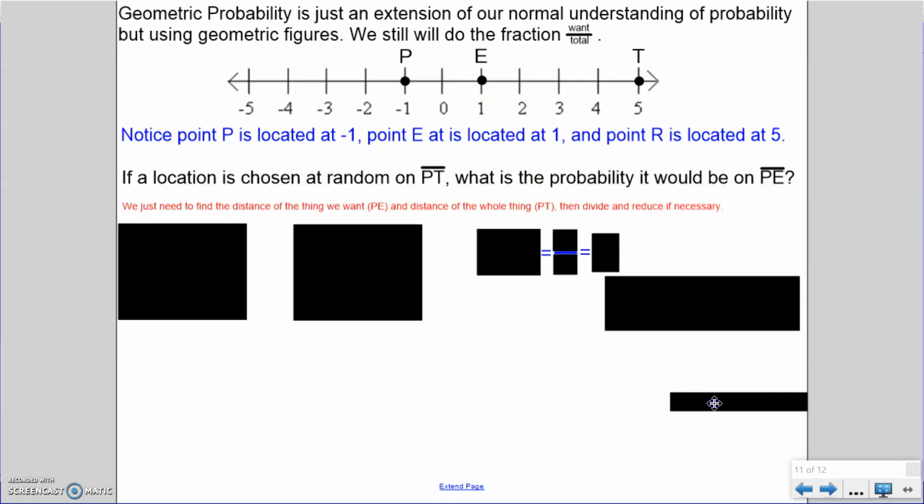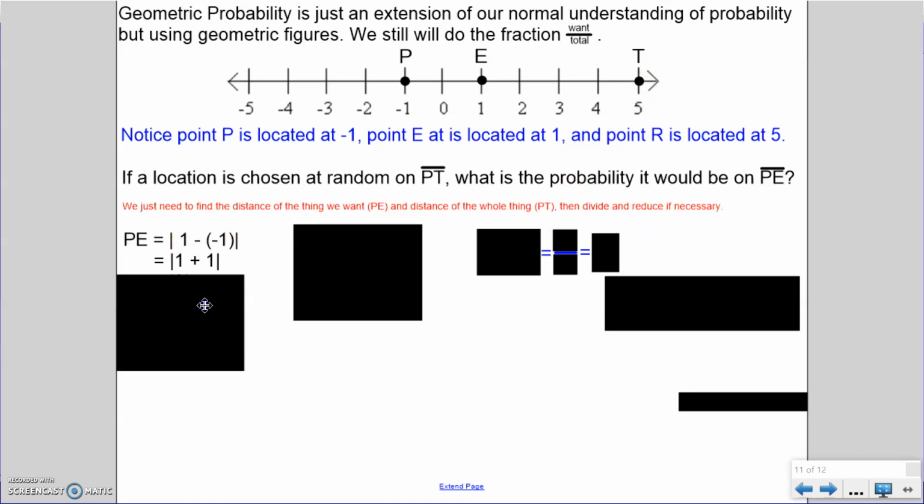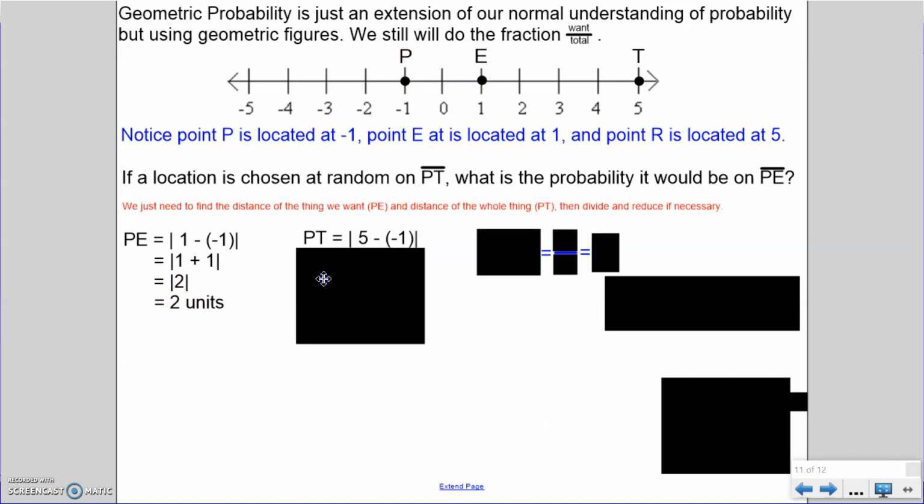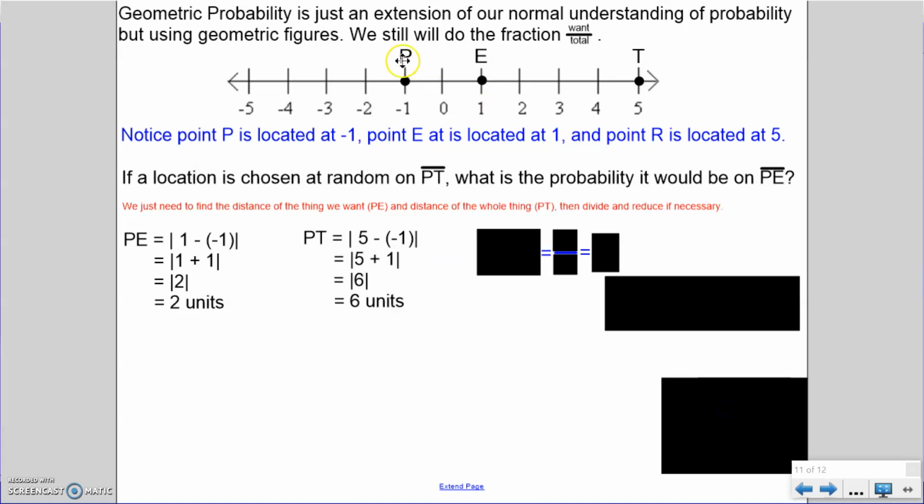Alright, so we just need to find the distance of the thing we want, which is P to E, and the distance of the whole thing all the way P to T, and then divide and reduce if necessary. So the first part, P to E, it's 1 minus -1, really 1 plus 1, that's 2. So the distance from P to E is 2 units. Then we do the same thing for P to T. So 5 minus -1, that's 5 plus 1, that's 6. So here is 6 units total.